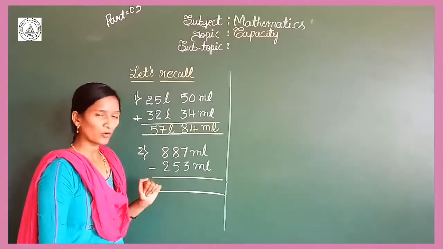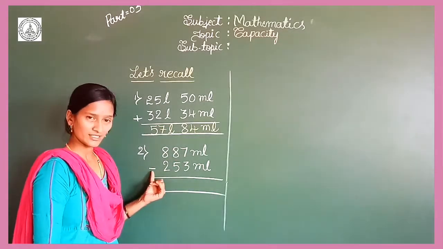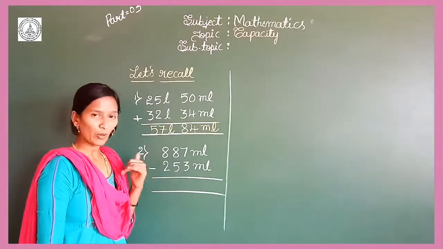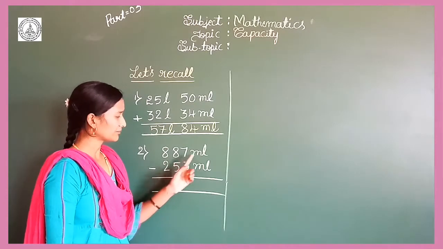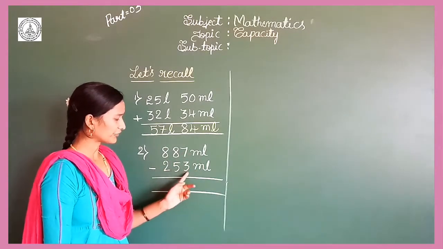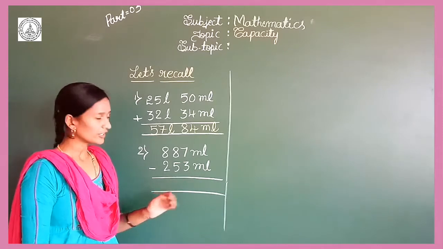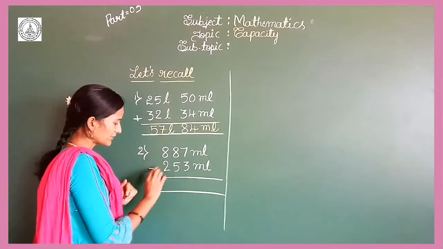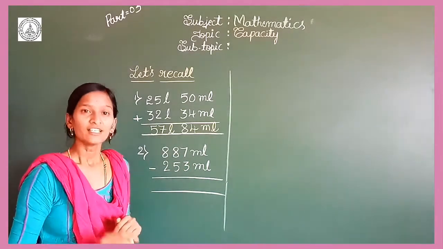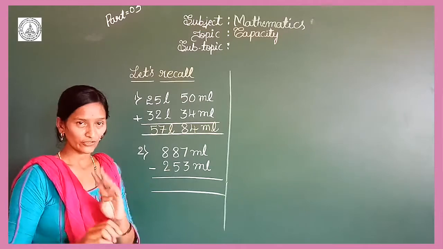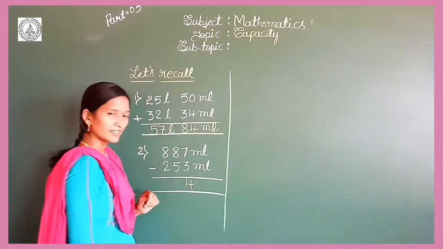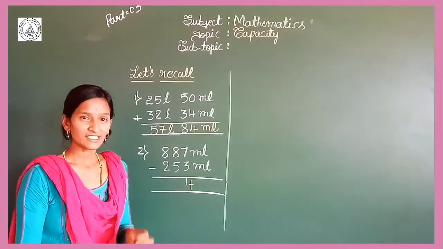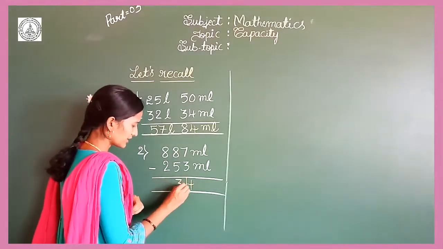So now come to the second problem. Here is minus, means you have to do subtraction operation, right? See here, the given problem is 827 milliliter minus 253 milliliter, right? So here only they gave the milliliter part, right? Yes. See, 7 minus 3. What is 7 minus 3? 7 minus 3 is 4. So write here. The next, 8 minus 5. What is 8 minus 5? It is 3. Write here the number 3.